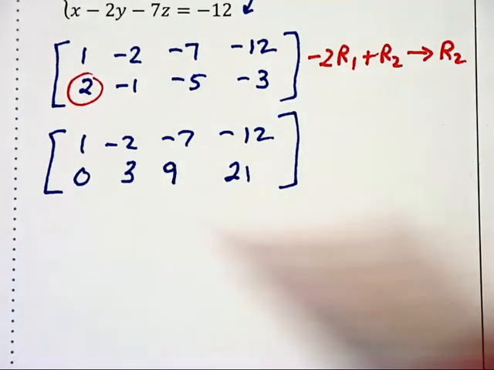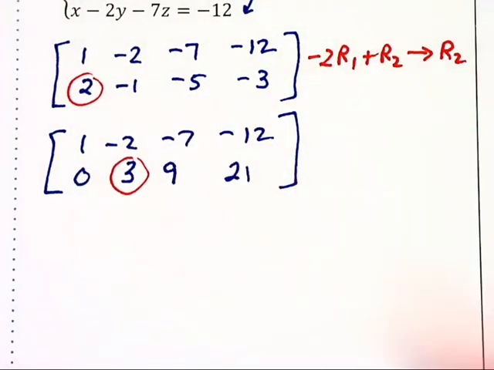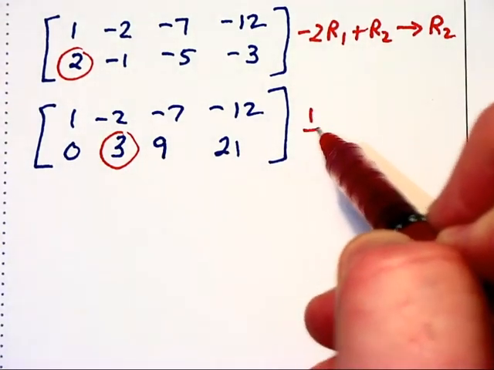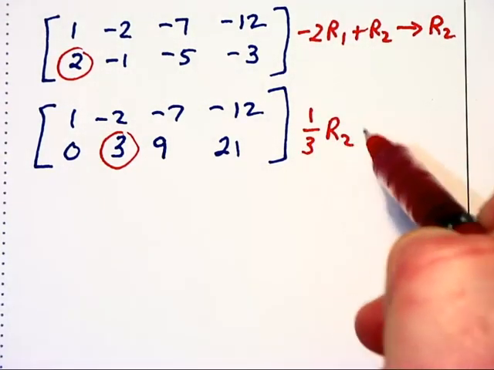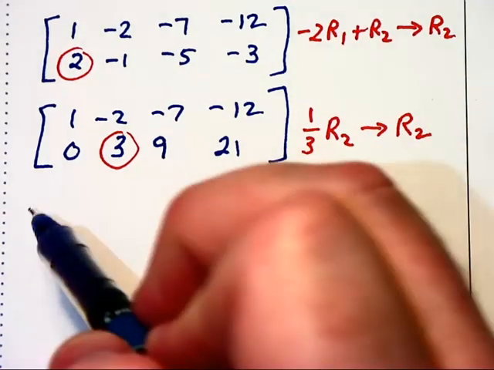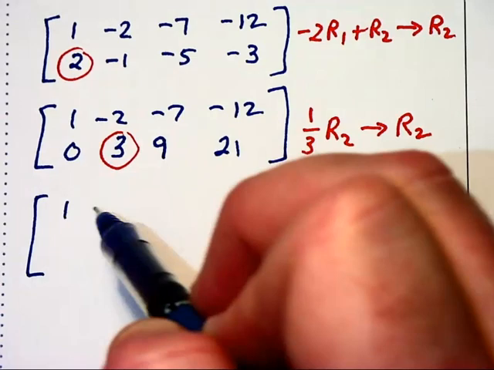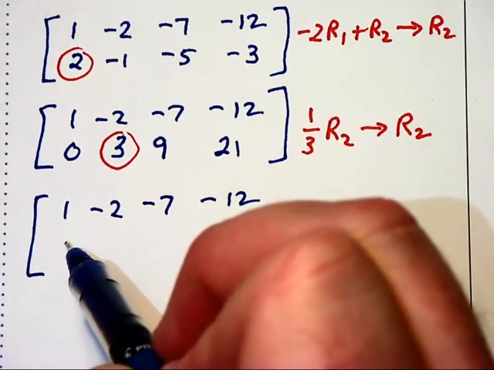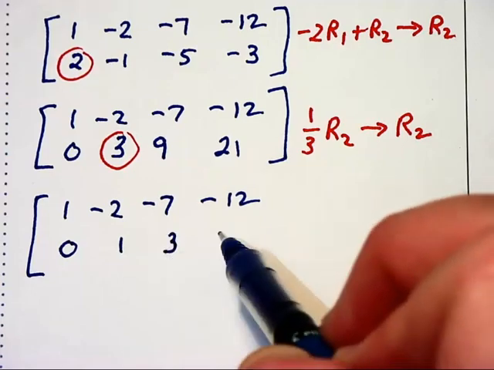Okay, now we want to get a 0 where the 3 is, and that means we're going to multiply by 1/3 on that row. So 1/3 row 2 will become the new row 2. First row is going to stay 1, -2, -7, -12. The next row becomes 0, 1, 3, 7.